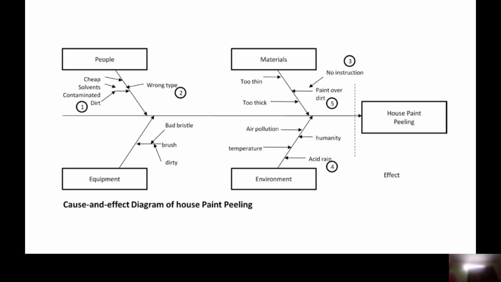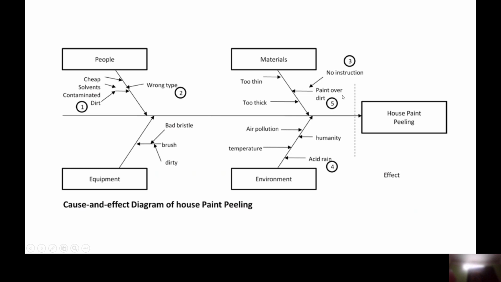And finally, environment. So these six are the main potential causes. Please remember, all bad effects will not have all the six. Some of them will have 3 or 4. We have to identify them, and then you have to draw the cause and effect diagram.